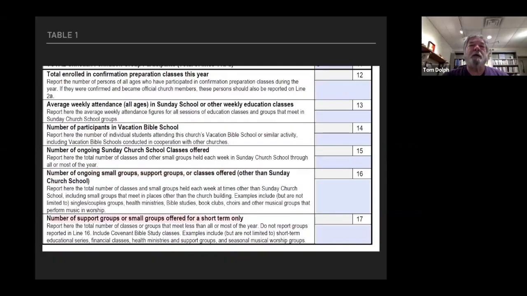Your short-term studies, such as an Advent study or a Lenten study, a short-term Bible study, a short-term grief group, those numbers will go on line 17. So again, the difference between 16 and 17 is the longevity of the group. Anything that has a short term to it will go on line 17.